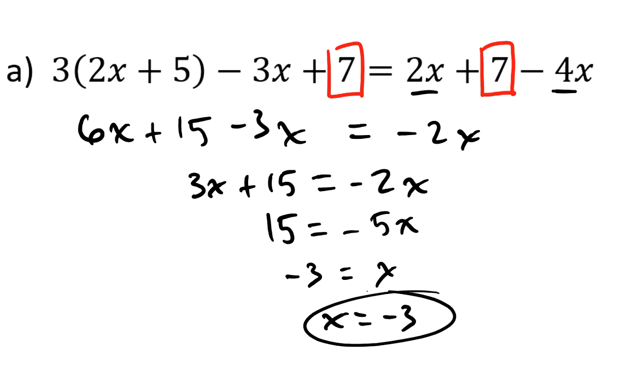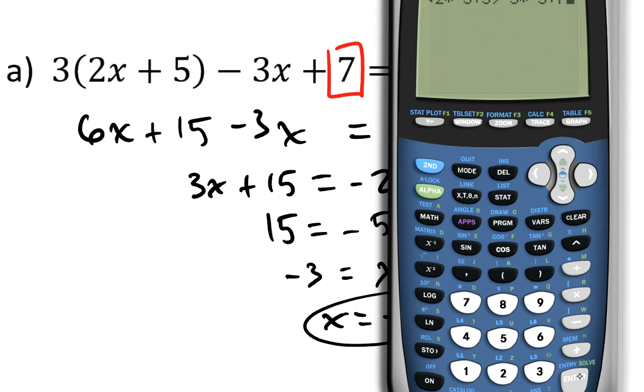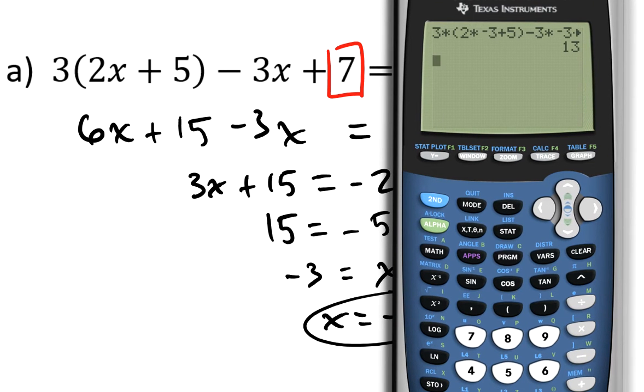So checking that would be perhaps a worthwhile endeavor. If I bring my calculator in here, I believe I've got the left side all the way set up. So when I plug this in, I got 13 on the left-hand side, and you can see what I'm looking at here. It's 3 times open parentheses 2 times negative 3 plus 5, and then I've got minus 3 times a negative 3 and then plus a 7. And when I evaluate that, that is the number 13.